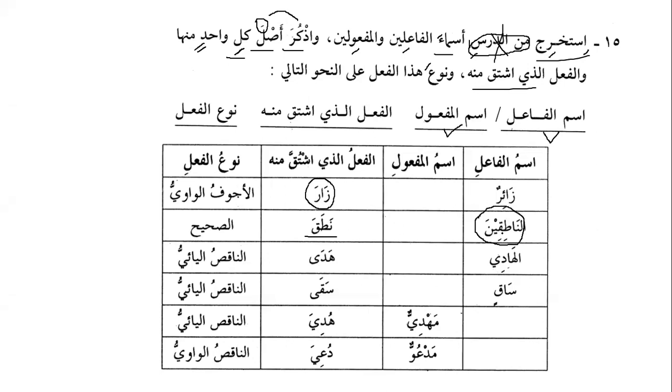And we are only discussing the ones that have been used in the lesson. We don't have to form anything. We have to only extract. Istakhrij. You have to only extract from the lesson. And from Saqa, we have Saqin. And from Hudiya, we have Mahdiyun. And from Du'iya, we have Mad'uun.